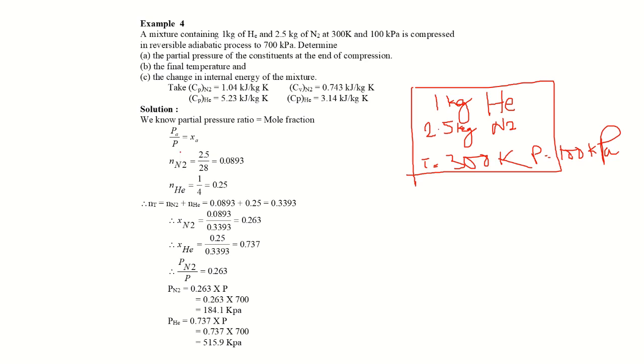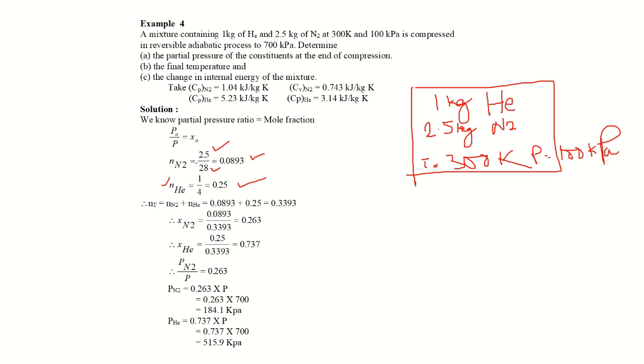So now the question is, what is the number of moles of nitrogen? Mass of nitrogen is 2.5. Molecular weight of nitrogen is this. So you will get the number of moles of nitrogen. Same way, you get the number of moles of helium: 1 kg divided by 4, you will get the number of moles.